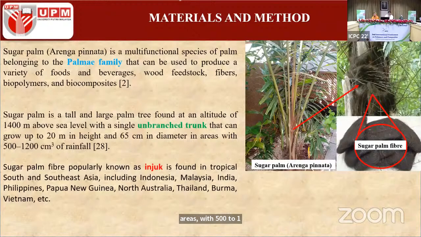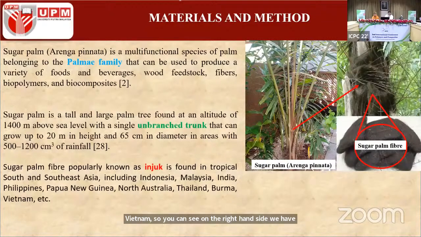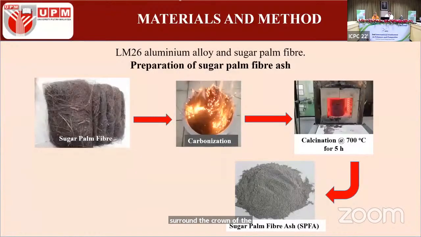So sugar palm fiber, popularly known as injo, is found in tropical South and Southeast Asia, including Indonesia, Malaysia, India, Philippines, Papua New Guinea, North Australia, Thailand, Burma, and Vietnam. So you can see on the right-hand side, we have the sugar palm plant, and also the sugar palm fiber, black in color, that normally surrounds the trunk of the sugar palm.